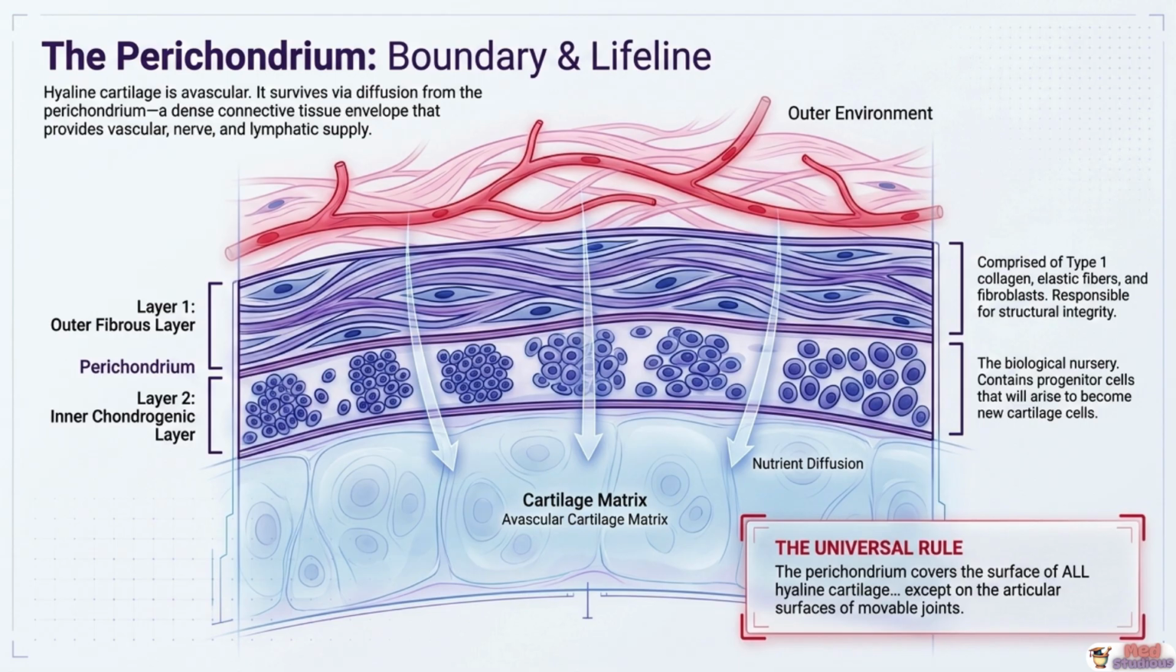The perichondrium's vascular network drives nutrients into the avascular cartilage matrix purely by diffusion, a slow and limited process that explains why cartilage heals so poorly after injury. There is one critical exception to the universal perichondrium rule, a rule breaker that we will examine in detail shortly.